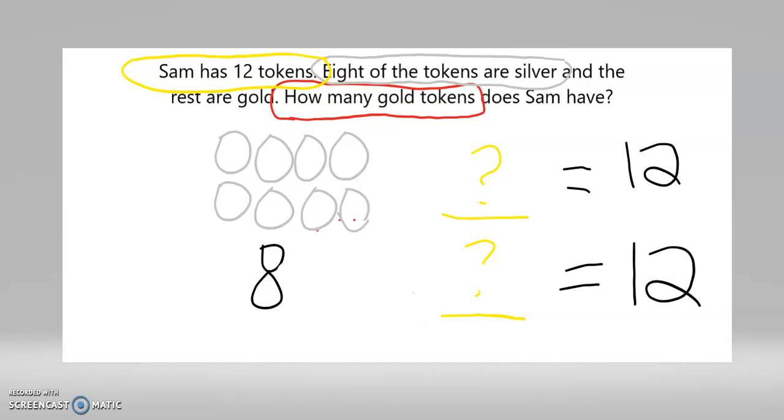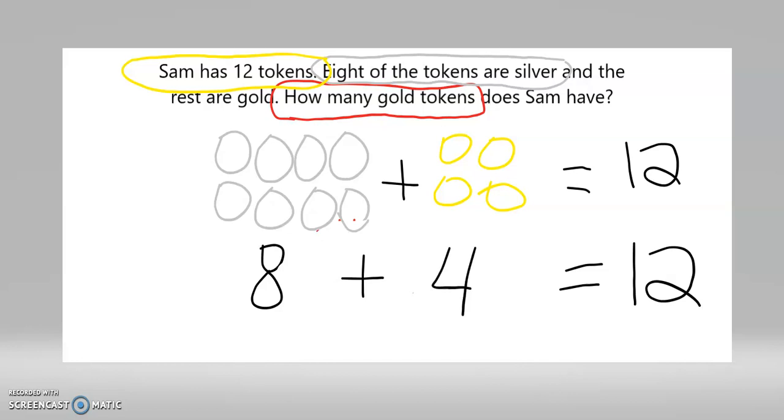So going back to our question, Sam has 12 tokens, 8 of them are silver, some mystery number is gold. Well, through our investigations, we realized that 8 silver tokens plus 4 gold tokens got us up to 12. 1, 2, 3, 4. And again, we can write it as a picture equation, or we can write it as a number equation.